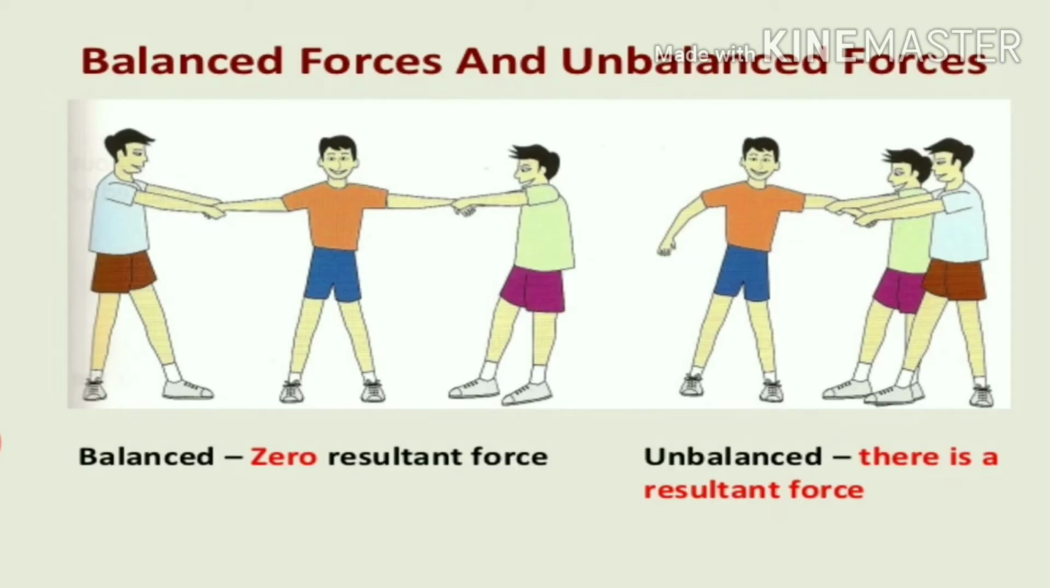Balanced forces and unbalanced forces can be explained with this picture. The boy is being pulled by his friends from both sides. Equal and opposite forces are applied, because of which the boy remains in his place. In the second picture, two boys are pulling their friend but from one side. They are applying more force from that side, because of which the boy is being pulled towards them.